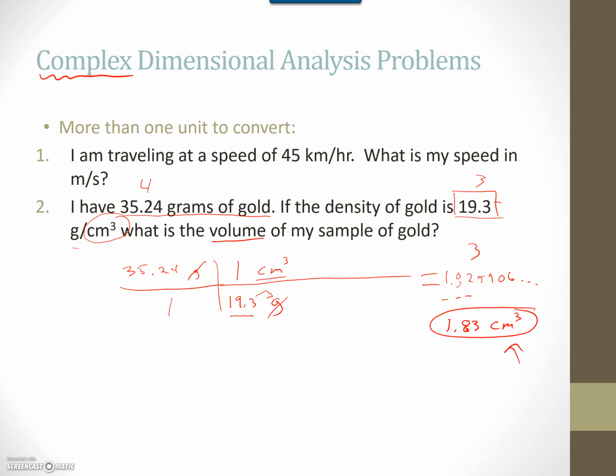All right? So again, I'm dealing with more than one unit because I have grams and cubic centimeters, right? I'm canceling out the units I don't want by crossing them on both sides of a fraction, right? Putting the units I do want on top.